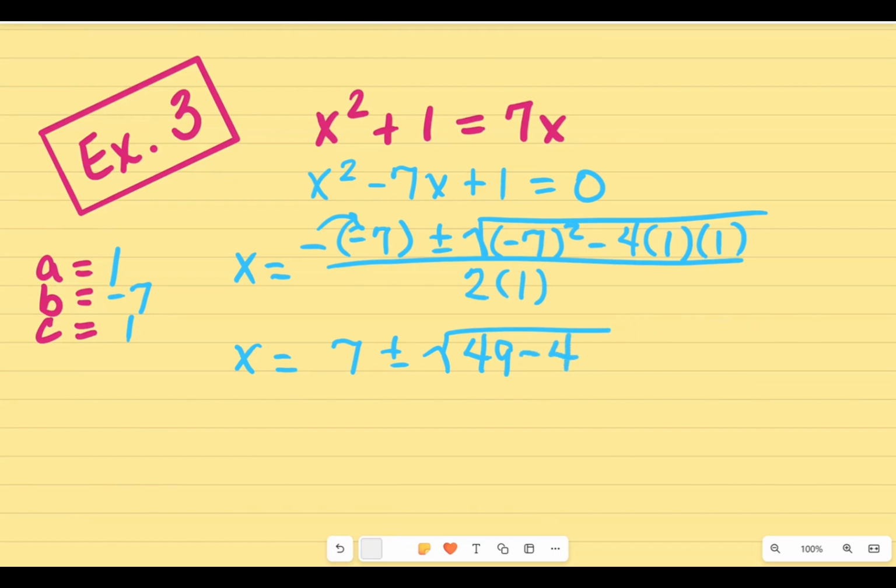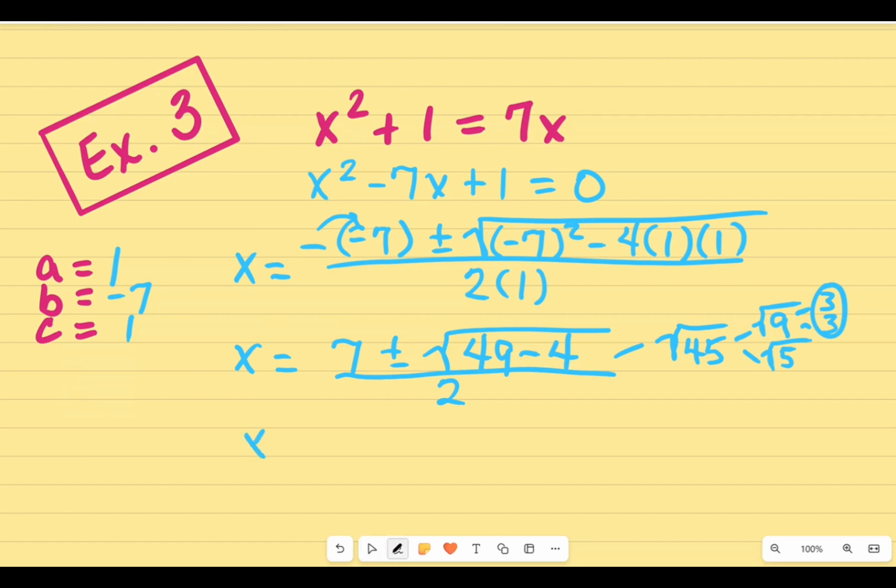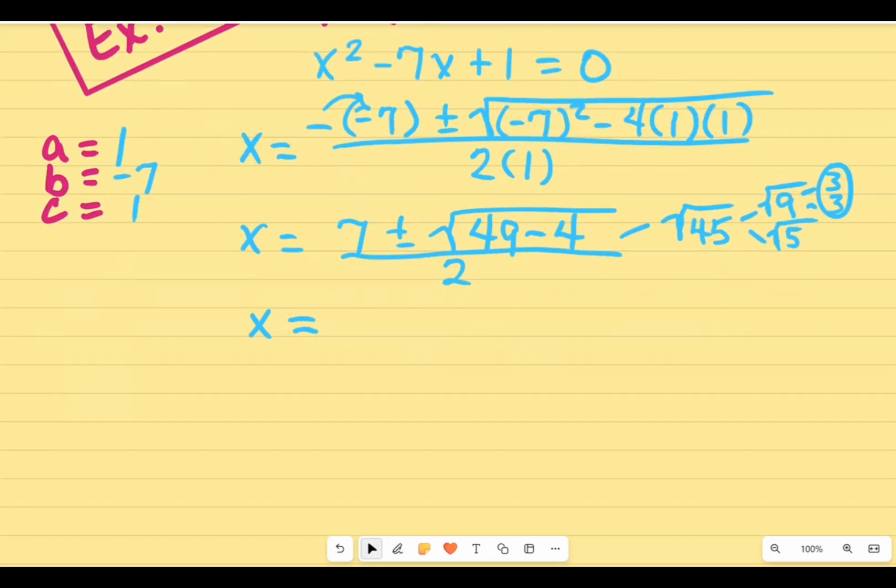Over to the side, I'm just going to simplify my radical, which is 49 minus 4, which is 45. And I know that some factors are 9 times 5. If I take the square root of 9, I get a perfect square of 3. And if I take the square root of 5, I can't do anything, so I have to leave it. And all of that is over 2, 2 times 1. So further simplifying, let's just keep it as one fraction for now. So 7 plus or minus, and now I have my perfect square of 3. So 3 times radical 5 all over 2.